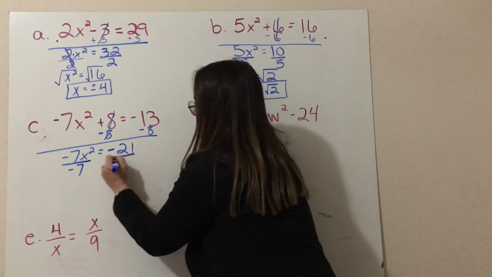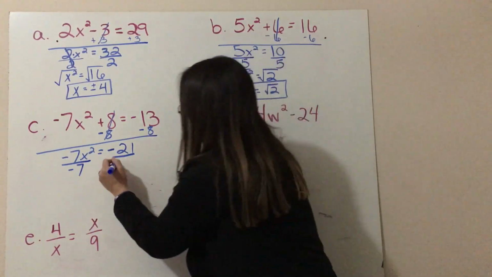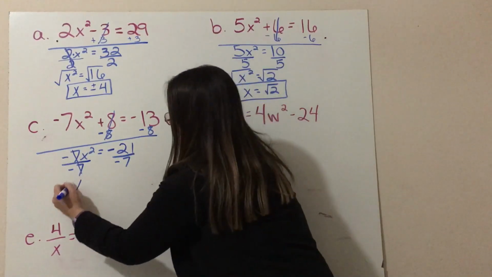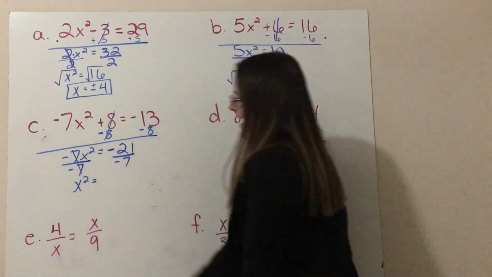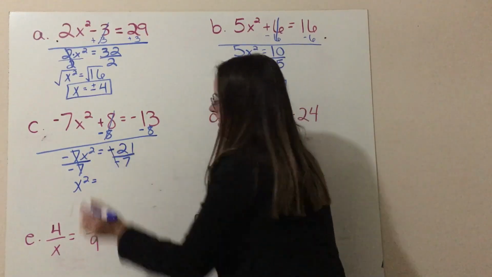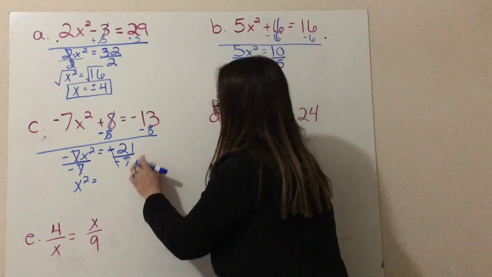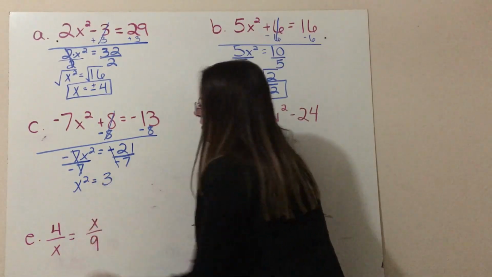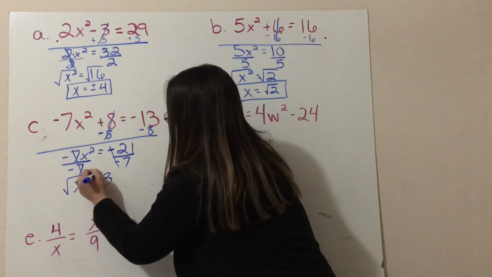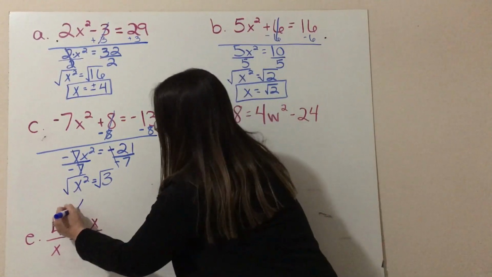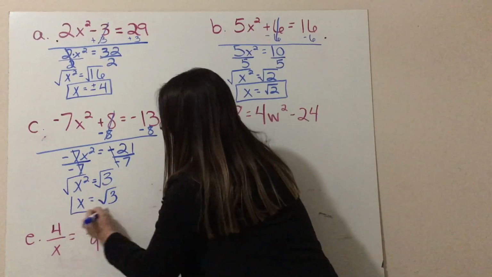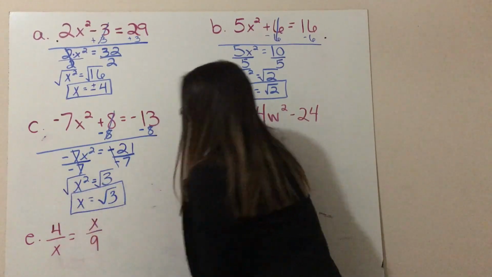And what I do to the left, I also need to do to the right. Okay, so I'm left with an x squared over here, and now I have a negative divided by a negative. Those negatives cancel each other out, and I just have 21 divided by 7, which is 3. I take the square root of both sides, and I get x equals the square root of 3 as my final answer.